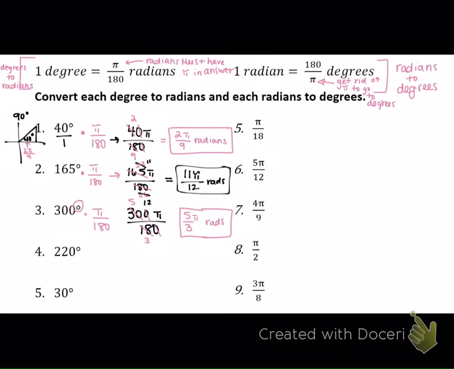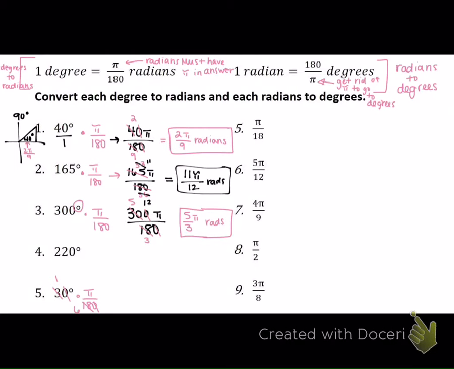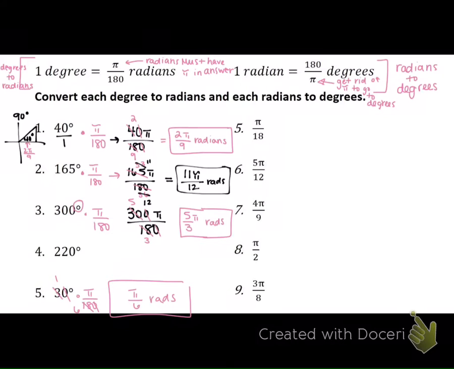So like they just looked at this one. We multiply this by pi over 180, right? If I multiply that, 3 goes into both of those. So that's 1 over 6. So that's pi over 6 radians. Do you guys see that? You could put the 1 there. You don't have to.